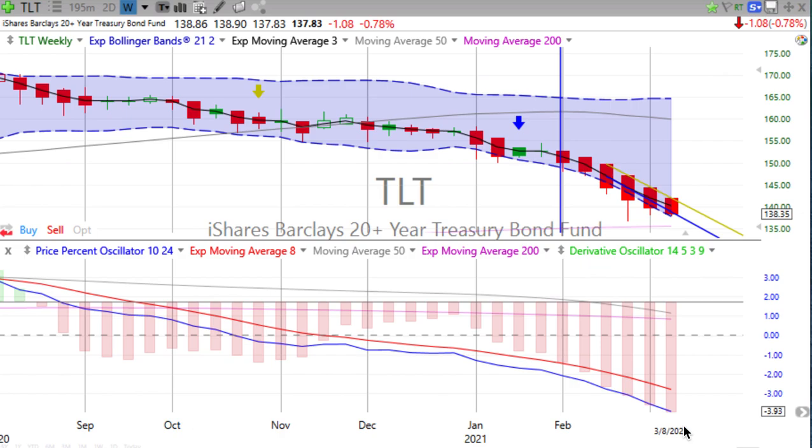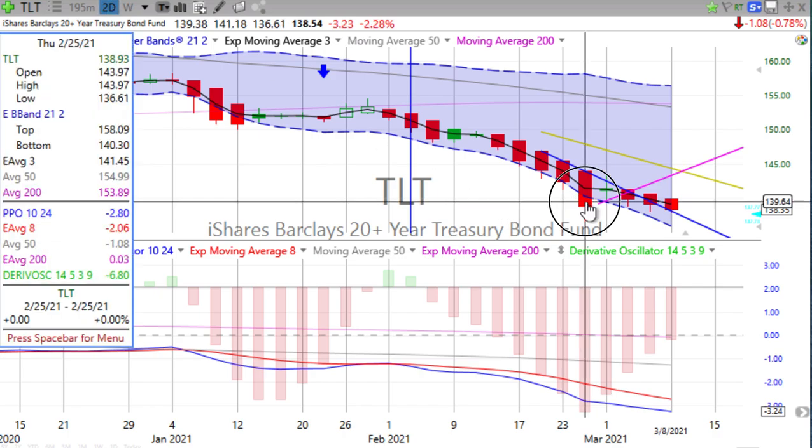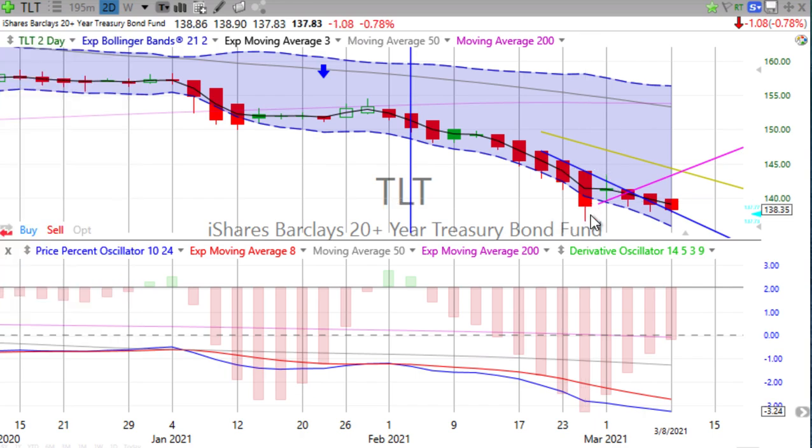We see the derivative oscillator gaining momentum. Price percent oscillator heading down. 2-day chart. Now again, we hit the lowest low recently back on the 2-day candle ending Thursday the 25th of February. Popped up a little after that and has slowly been devolving. Price percent oscillator steadily moving down. Derivative oscillator still losing downward momentum.